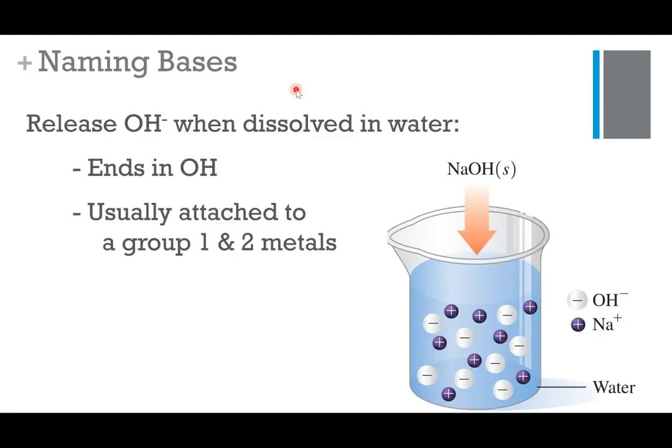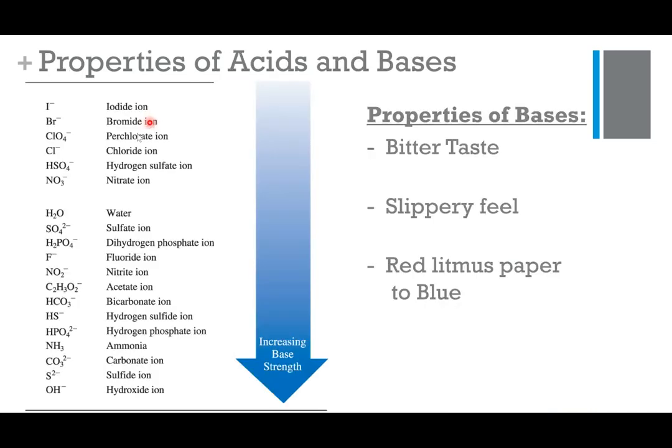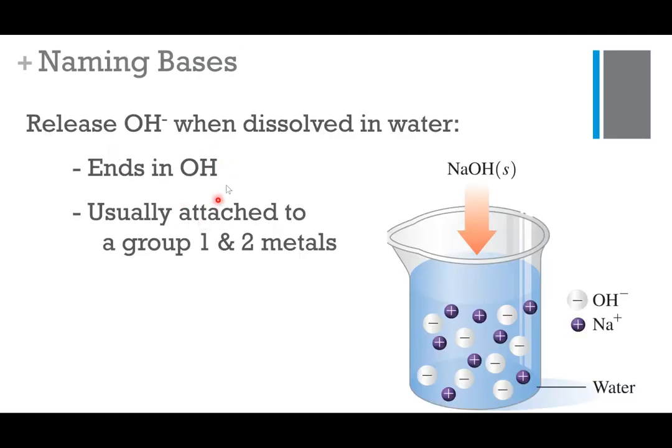For us, bases will end with this hydroxide or OH ion. So if we click back here, these don't have it. I'll show you another slide that has it. But what we'll see is a lot of our bases will be attached to this OH ion. So that's how we'll identify our bases. And that hydroxide ion is typically attached to a group 1 or a group 2 metal. So sodium and hydroxide, or magnesium and hydroxide, or calcium and hydroxide. So that's how we'll identify bases. They'll look a lot like this right here.